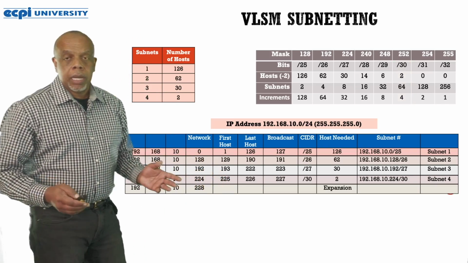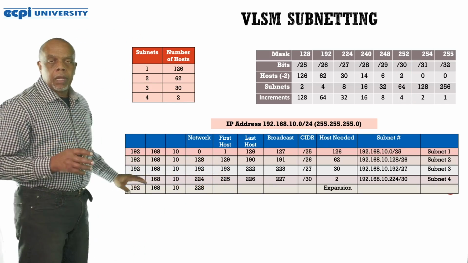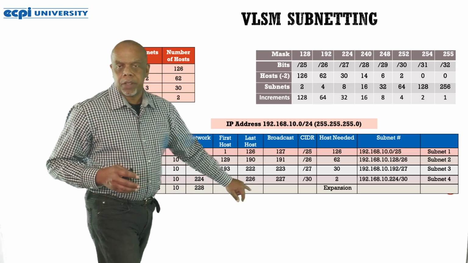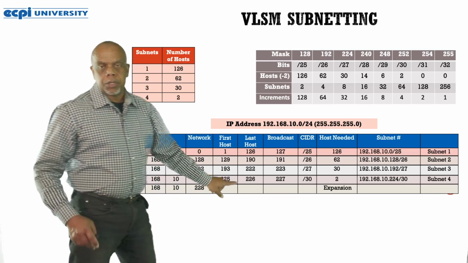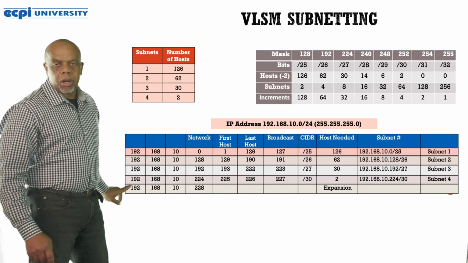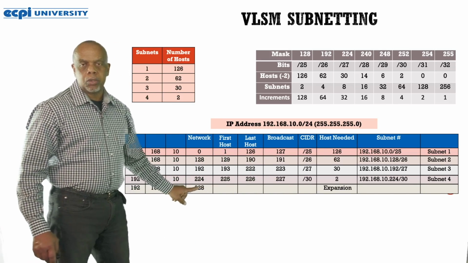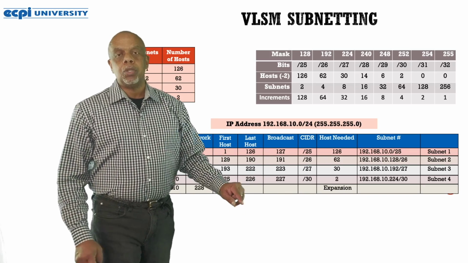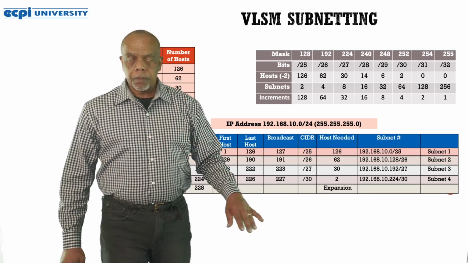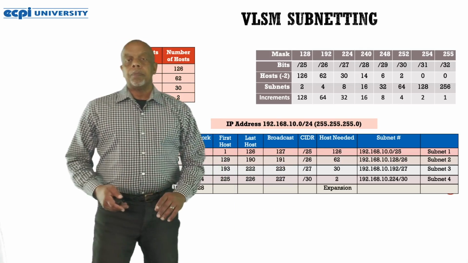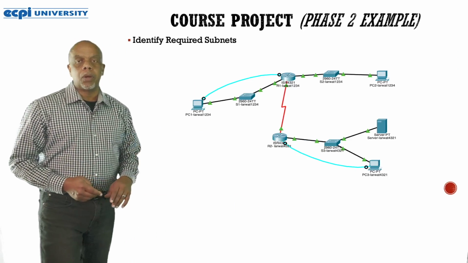And then also, because I still did not use all 256, I still have room for expansion if I want to later. Because if you notice, I stopped at 227. So now I can start at 192.168.10.228, and I can assign from 228 all the way up to 255 for another subnet if I want to expand later on. So that is how VLSM works.